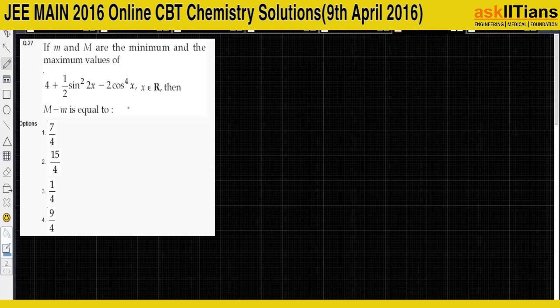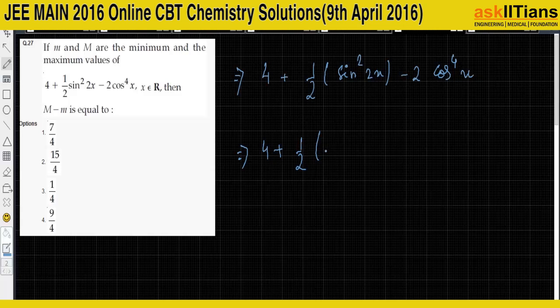Question number 27 says that m and capital M are the minimum and the maximum values of this expression, which is 4 plus 1 by 2 sine square 2x minus 2 cos power 4x. So I want to find out the minimum and the maximum value of this expression. Sine 2x is 2 sin x cos x, so this will be 4 sine square x cos square x minus 2 cos power 4x.